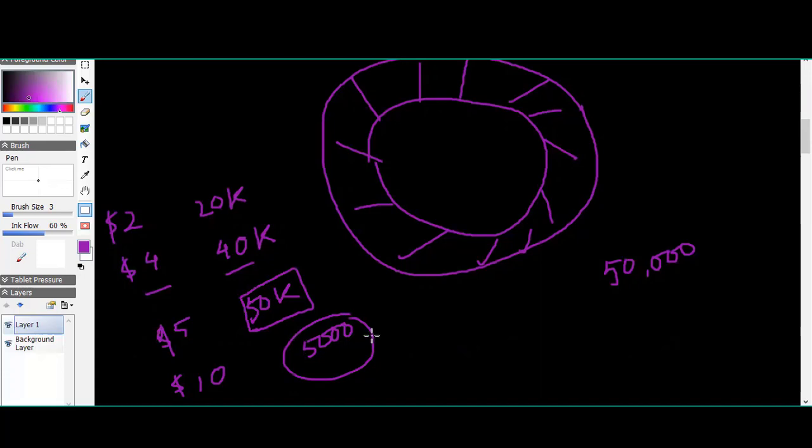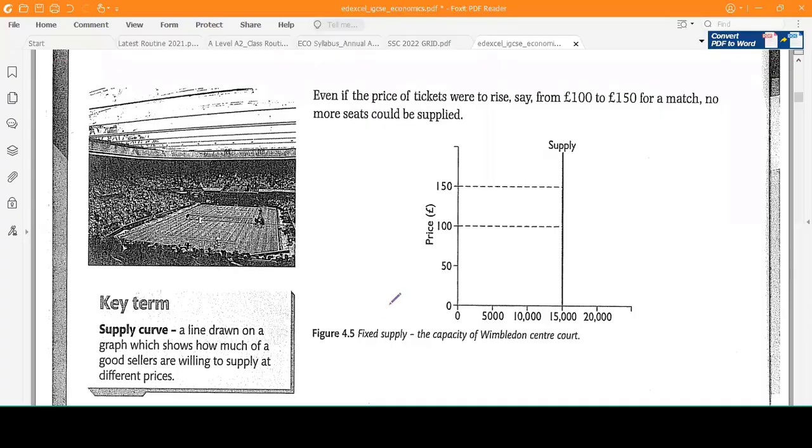No seats are available. So though the price is rising, your number of seats will be fixed at 50,000. You cannot increase the supply of seats available in the stadium beyond 50,000. You cannot allow more than 50,000 people to watch the football match at the same time because that's your maximum capacity. That is what is shown in your book, and that is called a fixed supply.